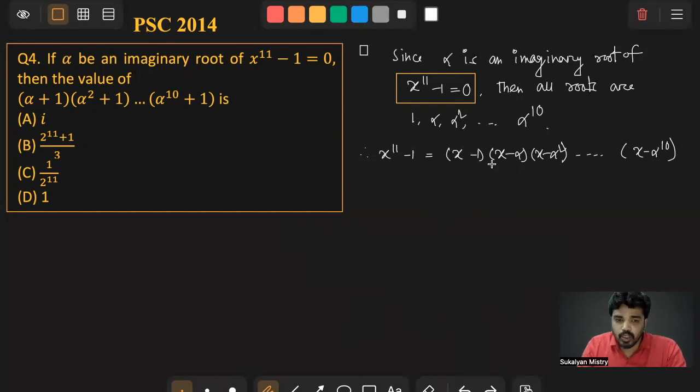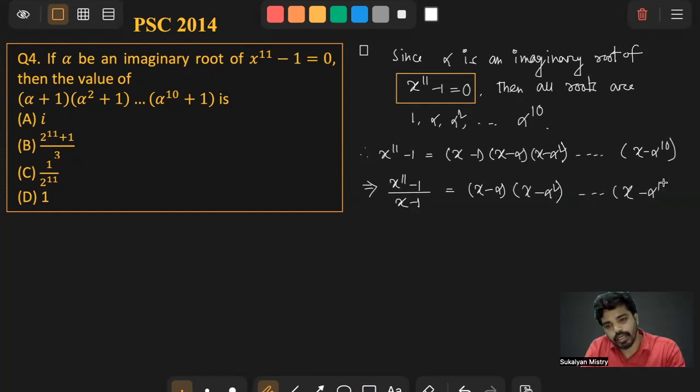Okay. So now we have to find the value of alpha plus 1 into alpha square plus 1 up to alpha to the power 10 plus 1, right? So this can be written as x to the power 11 minus 1 divided by x minus 1 equal to x minus alpha into x minus alpha square up to x minus alpha to the power 10. Okay, the whole term is alpha plus 1 into alpha square plus 1 up to alpha to the power 10 plus 1. So we have to put x is equal to minus 1.